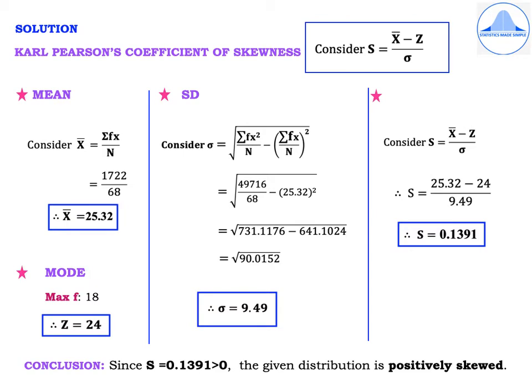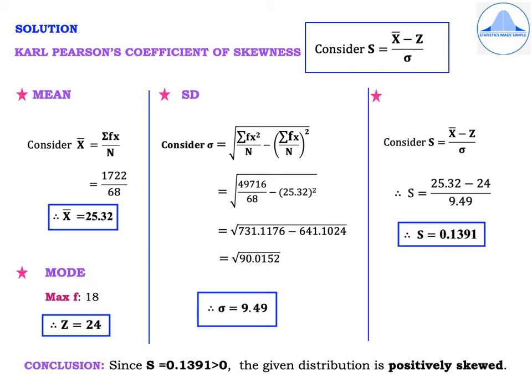Now we have to find out standard deviation. So the formula for standard deviation for discrete data is sigma equal to root of summation fx squared by n minus summation fx by n the whole square, which is equal to root of 49,716 by 68 minus 25.32 the whole square, which is equal to root of 731.1176 minus 641.1024, which is equal to root of 90.0152, or you get sigma equal to 9.49.